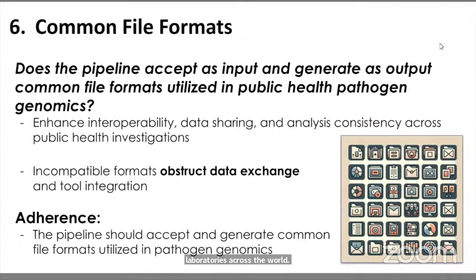All right, and moving on to number 6, common file formats. Does the pipeline accept as inputs and generate as outputs common file formats utilized in public health pathogen genomics? For things like read data, variant calling, phylogenetic trees, annotation files, and really all other information relevant to pathogen genomics, there exists a common file format to store this data. And the best practice is to adopt that file format for your pipeline.